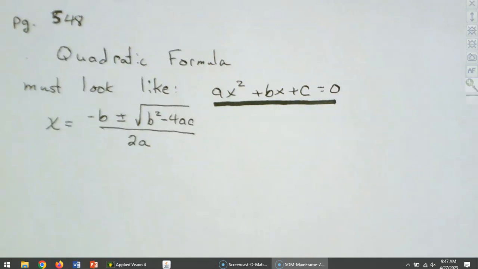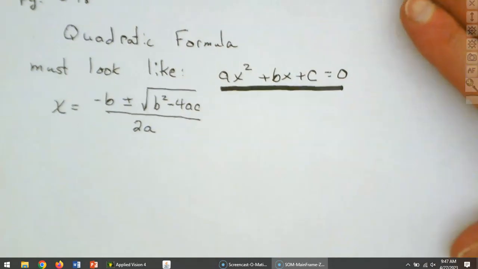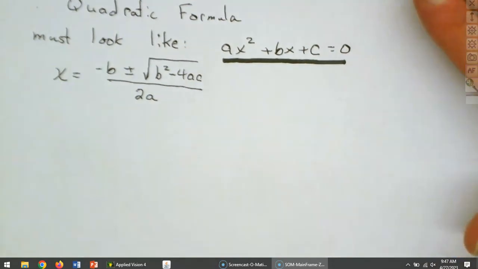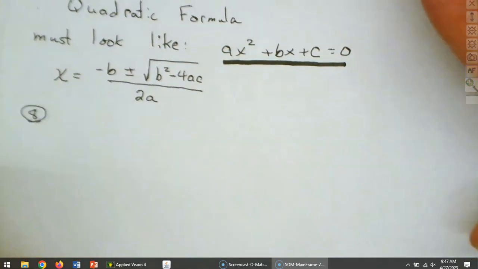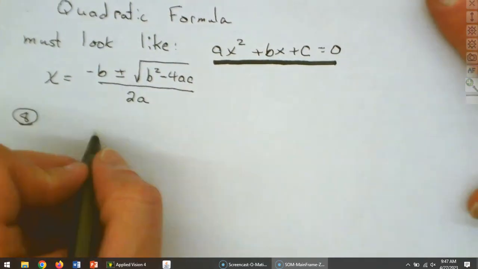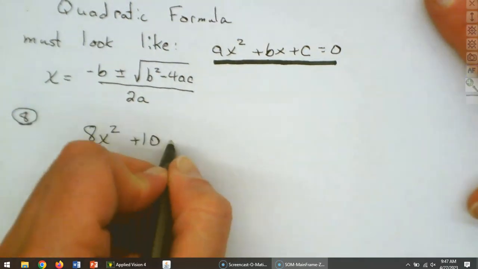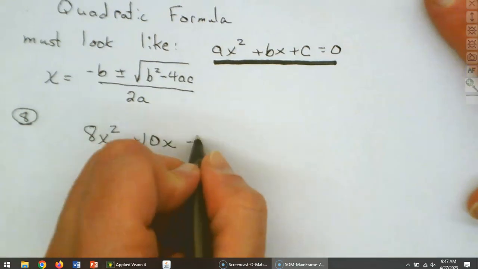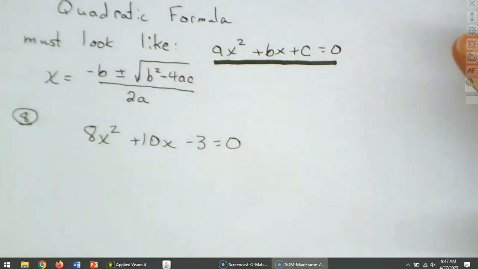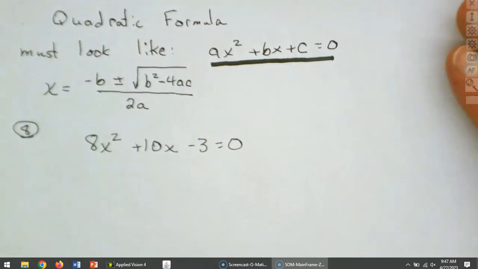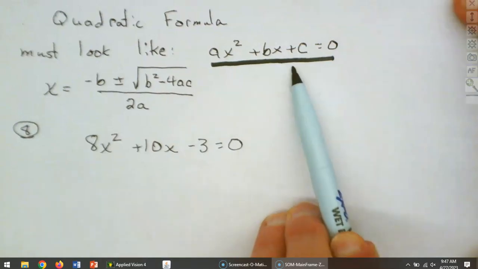Now, where students make a mistake is in the signs. So if students make a mistake, it's generally in the signs. So let's do question 8. This is on page 548. We're going to look at question number 8. This one is already in the correct order. So we don't have to do anything first because it's in the correct order, right? It looks like this, doesn't it? It needs to look like that.